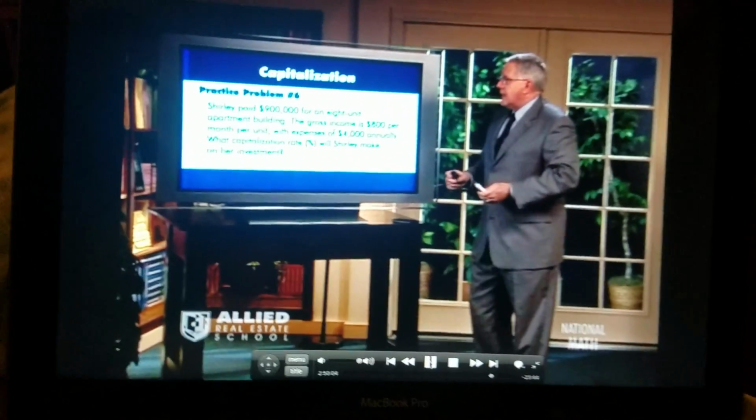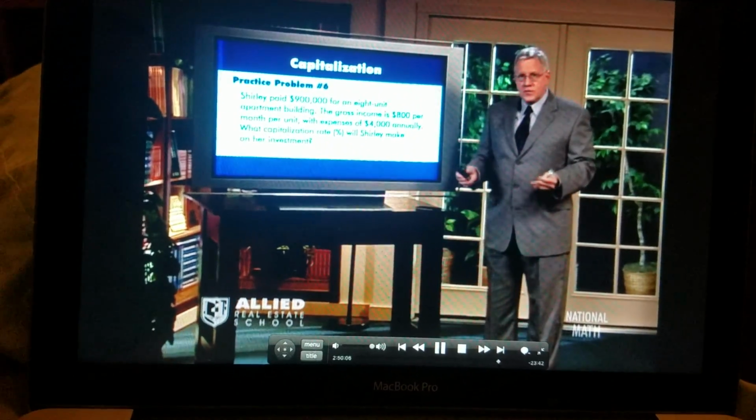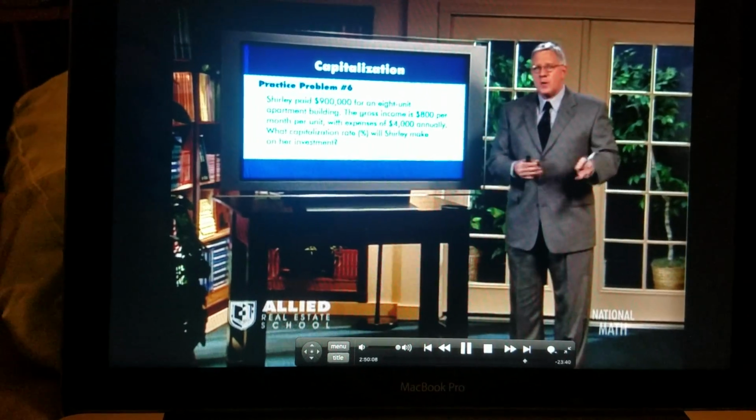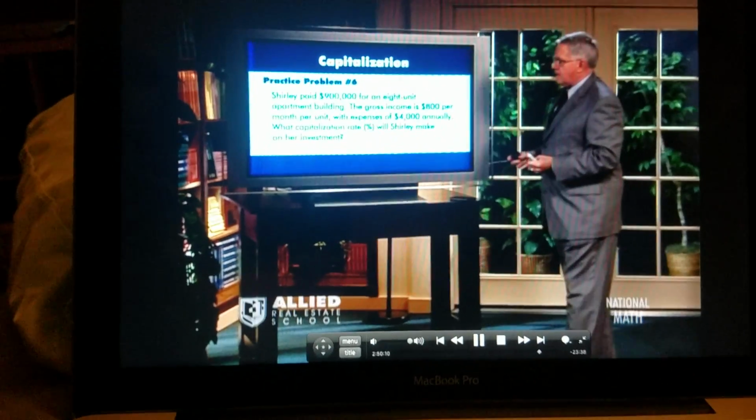Look at this problem. Again, remember the method. We're going to read it first. We're going to try to find out what the problem is asking, and then read it again.